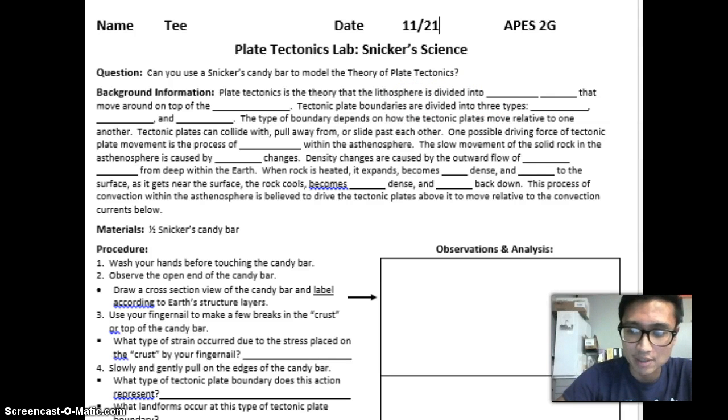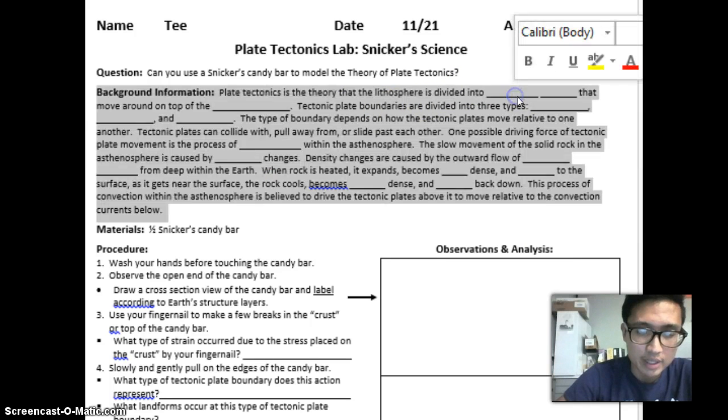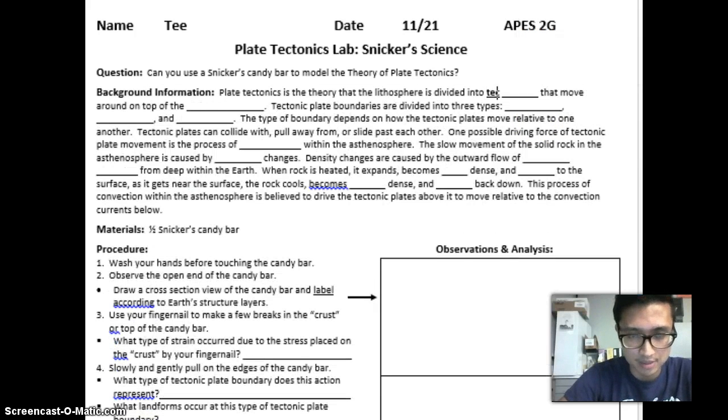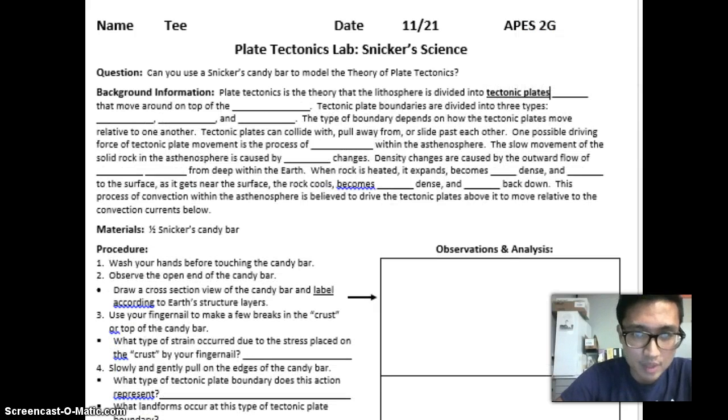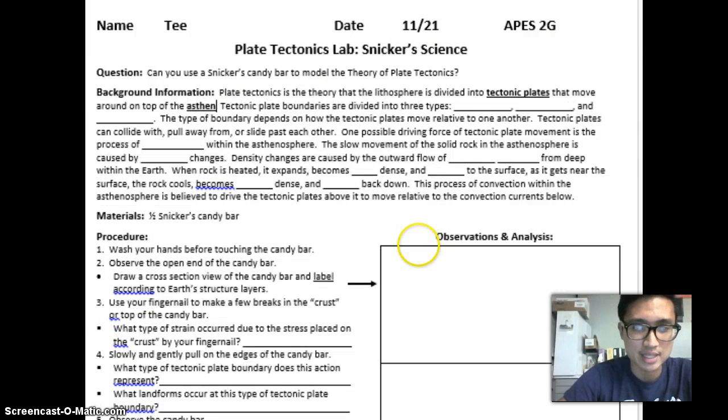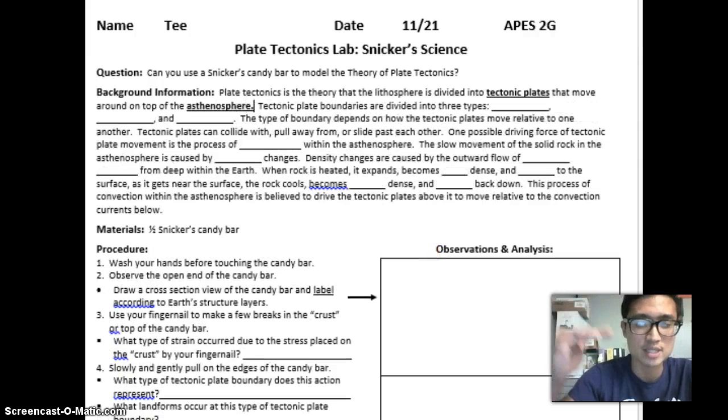And to do this background information, we need to take a few notes, right? So on these notes, we have here that plate tectonics is the theory that the lithosphere is divided into these tectonic plates. These tectonic plates move around on top of what? Does anyone remember? It starts with an A. It's called the asthenosphere, which is just immediately below the lithosphere.